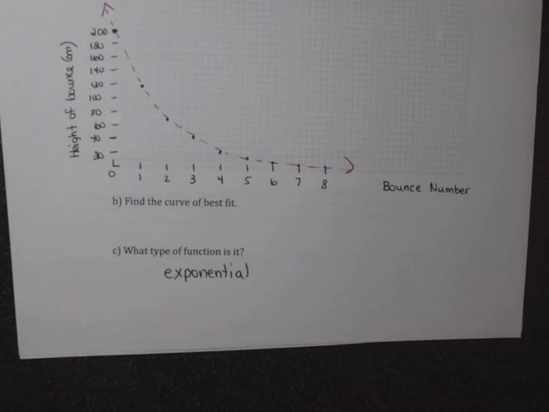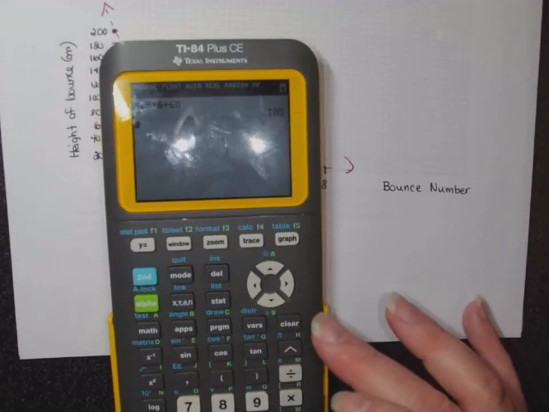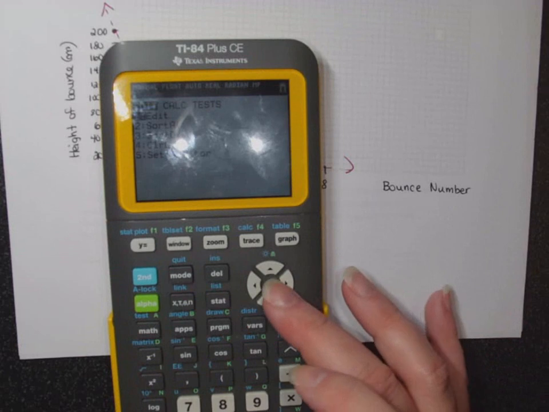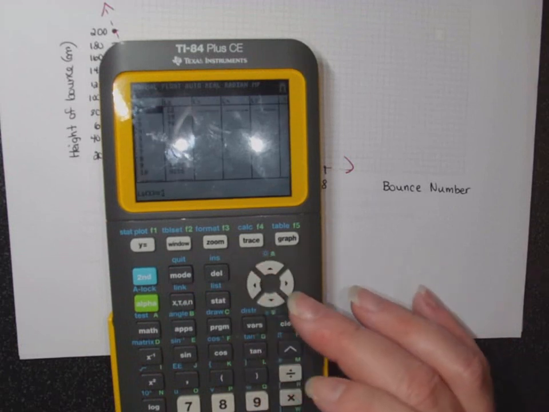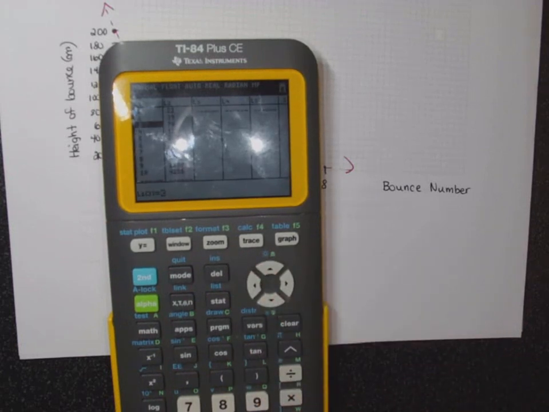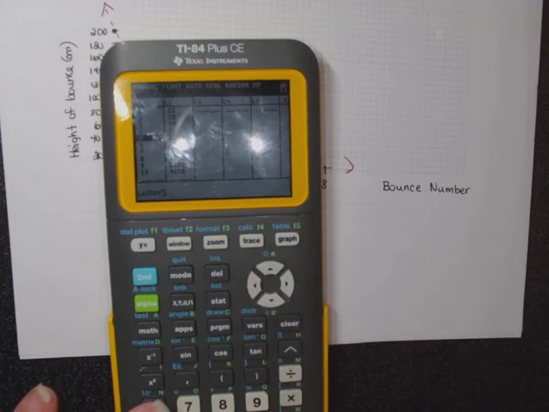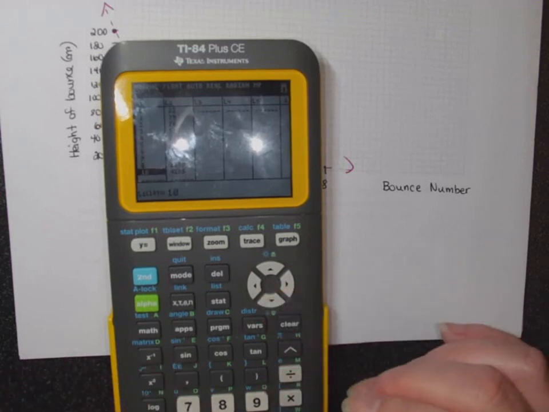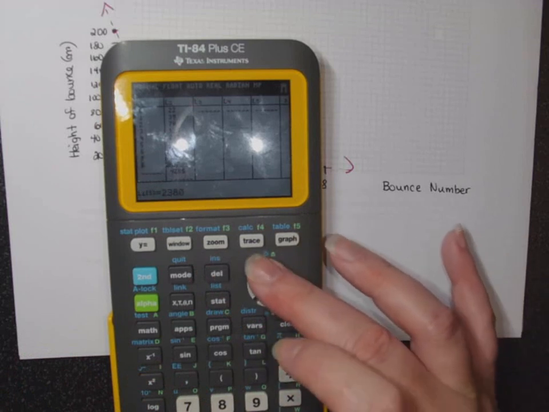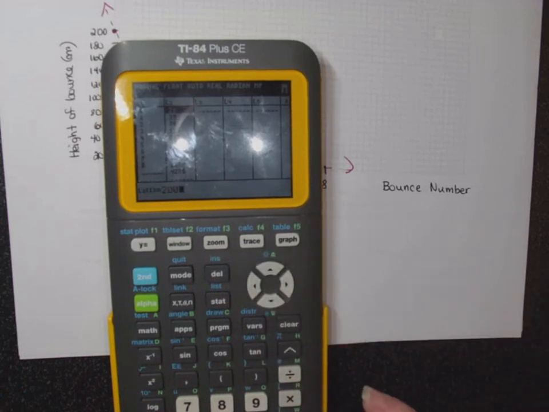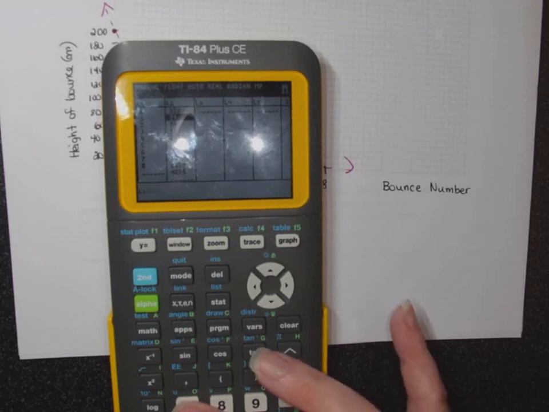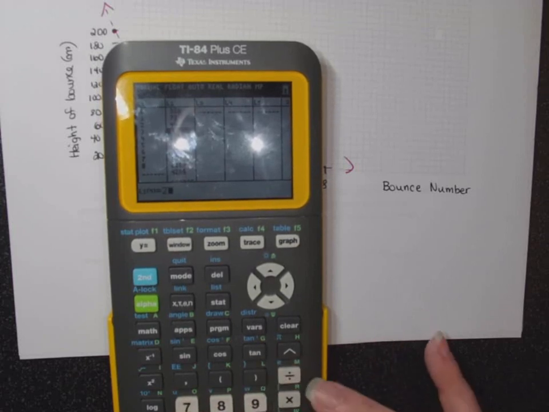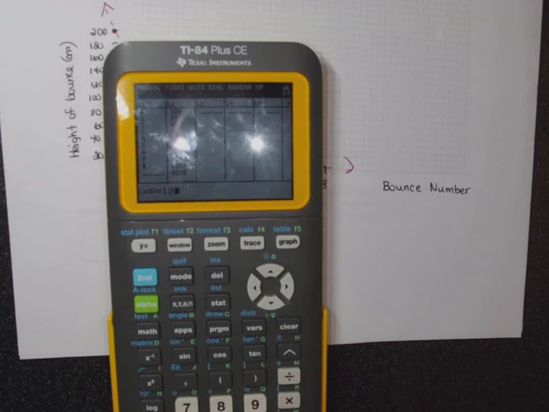And so let's make sure that we remember how to punch this in the calculator. So remember, we go to Stat, go to Edit. So notice I have a previous list, so my x's are going to be 0 to 8. So notice I have an extra line, so I'll just delete that one. And then my Y values are 200, 120, 72, 44, 26, 16, 10, 6, 4.